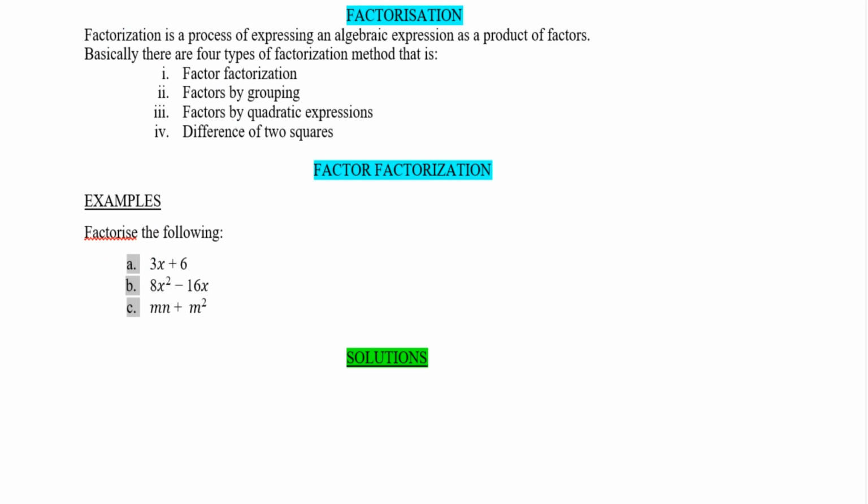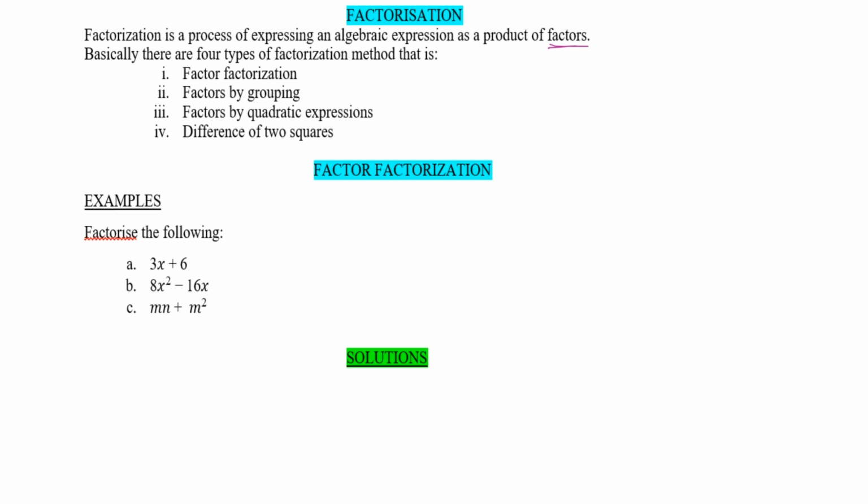Another process of algebra is what we are calling factorization. Now, factorization is just a process of expressing an algebraic expression as a product of its factors. So this one just deals with the factors. We need to have the knowledge of the factors. A factor is just a number that can go into another number without leaving a remainder. So here we'll be looking at factors mostly.